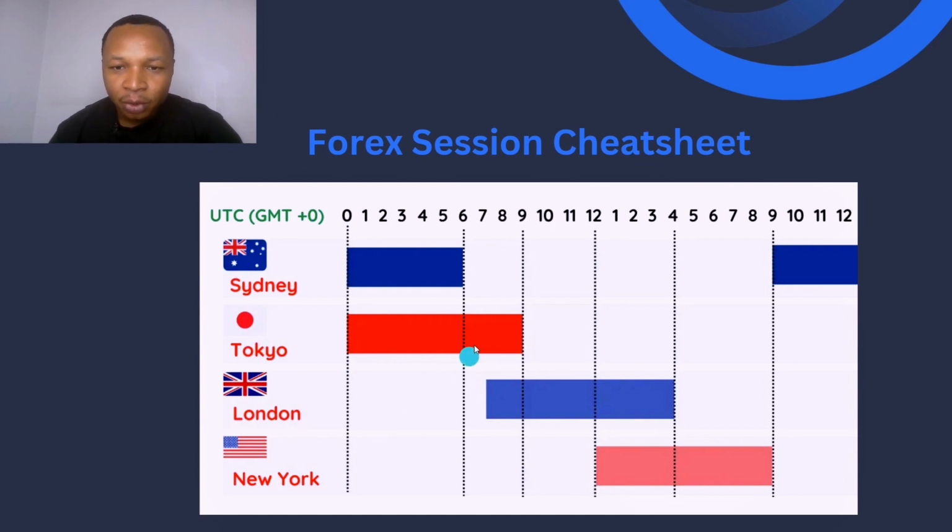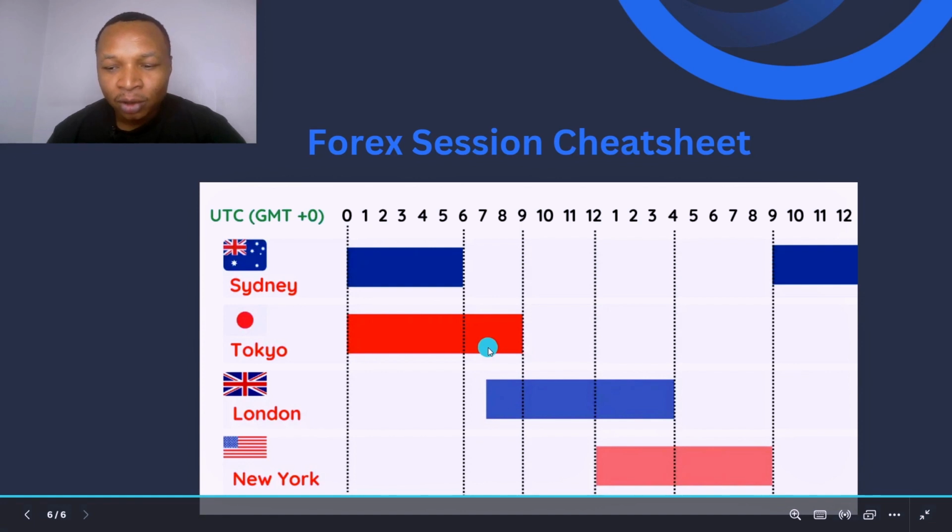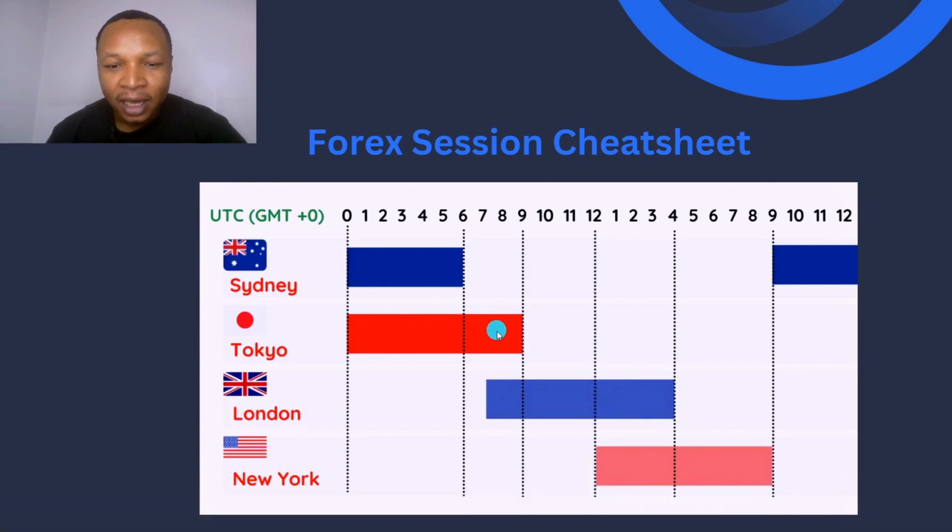Now, the London session starts about 8 a.m. GMT to about 4 p.m. GMT. Now, you see that there is an overlap between 8 a.m. and 9 a.m. 8 a.m. is when the London session is opening, and 9 a.m. is when the Tokyo or the Asian session is closing. So there's kind of an overlap between these two sessions. So 8 a.m. to 9 a.m. is the overlap.